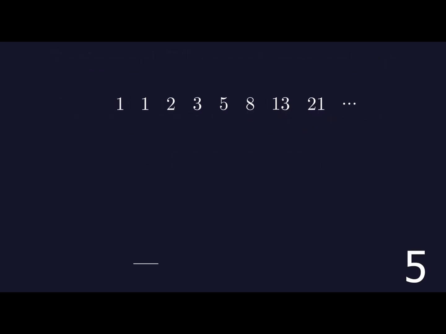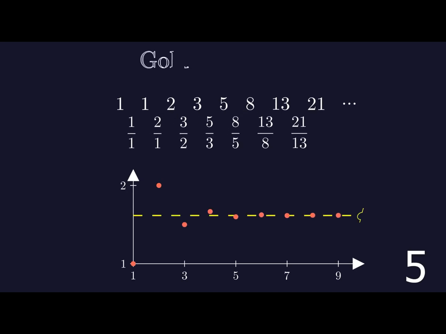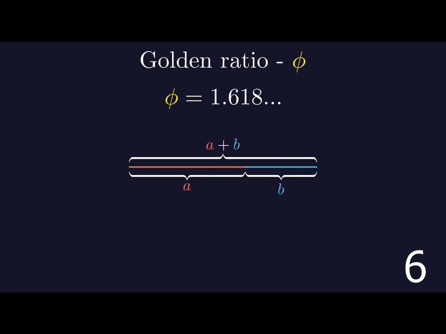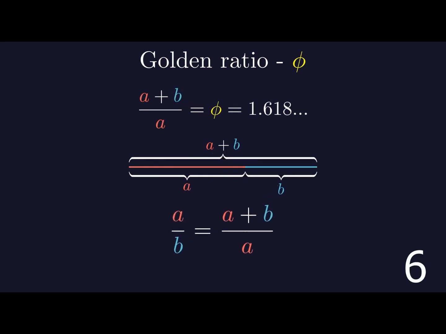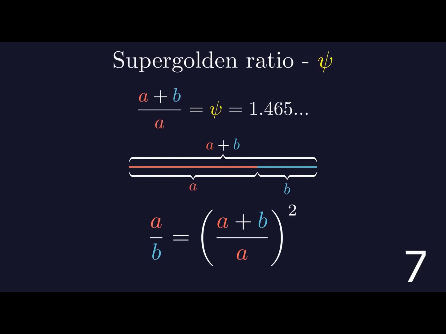When we look at the ratios of consecutive Fibonacci numbers, this ratio converges to a value called the Golden Ratio, which is around 1.618. It is exactly equal to 1 plus the square root of 5, over 2. Imagine a line segment of length a plus b. The ratio of a to b is the same as the ratio of the whole segment to a. Squaring this part gives us the super golden ratio, approximately 1.46.